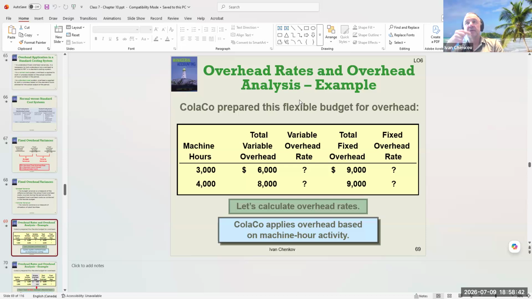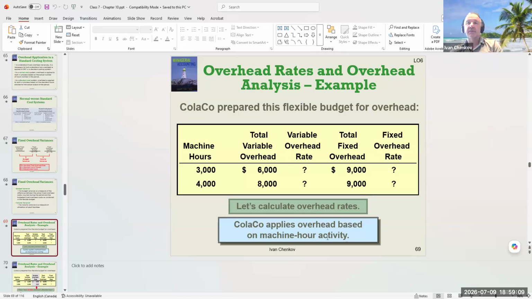Variable cost per unit never changes within the relevant range. Variable cost in total increases based on the usage. Fixed overhead rate per unit goes down as we are using more of the capacity that we have available. That's where the savings are going to start coming.